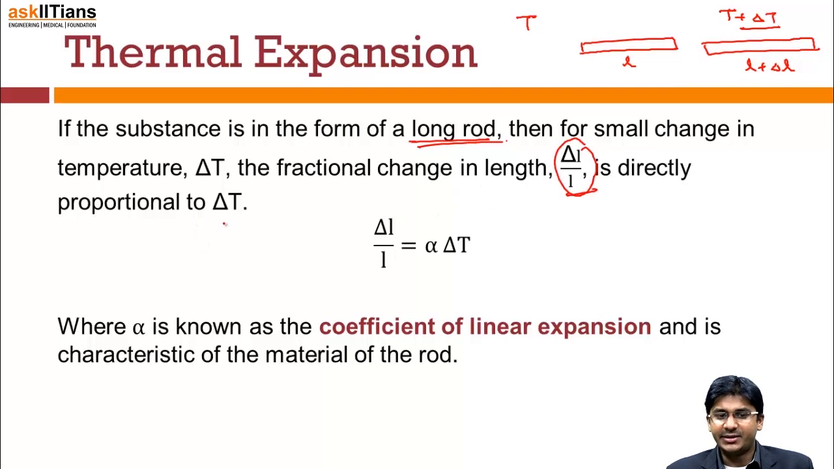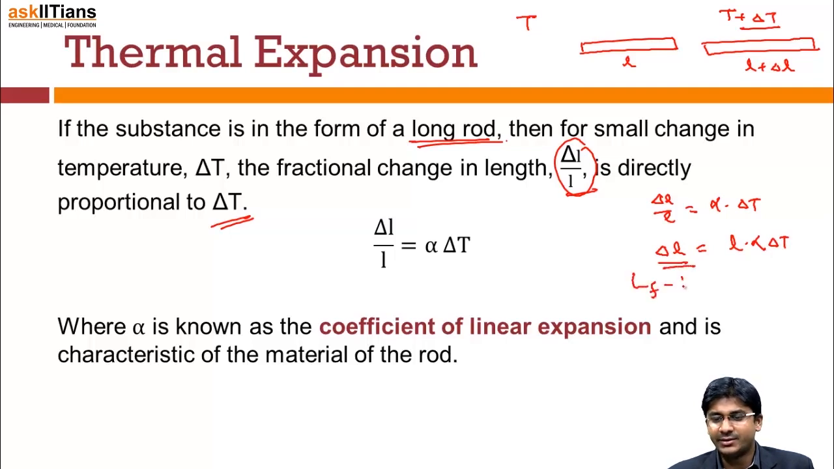So delta L by L is directly proportional to delta T. That's how thermal expansion is related. That means delta L by L is equal to alpha times delta T, so the change in length is equal to L alpha delta T. Now what is the change in length? We know it is final length minus initial length.